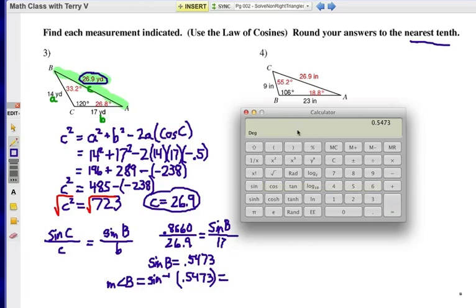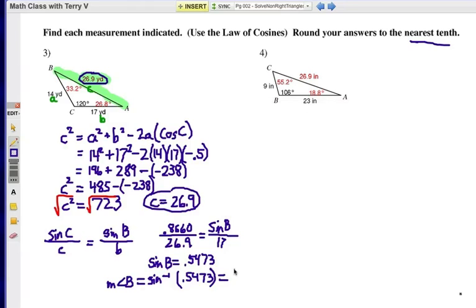So grabbing our calculator, we put in that value and we do a shift sine, which is the sine minus 1, or inverse sine, and that will tell us the angle, 33.18. Round to the nearest tenth, 33.2. All right, and notice that that is what we have already, and hopefully you got that answer. Okay, that's up here in angle B.